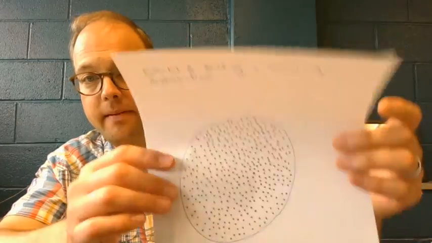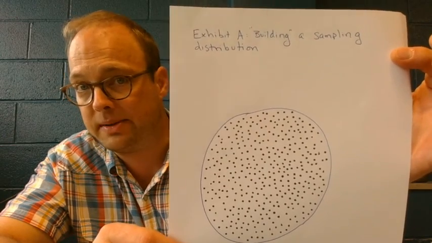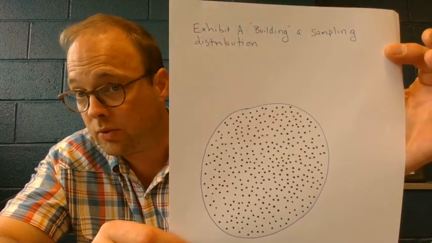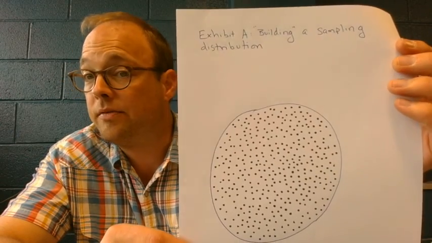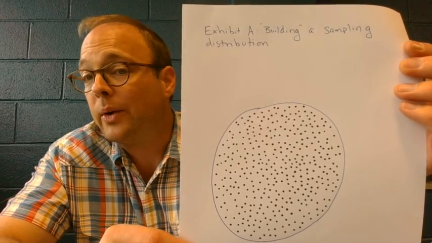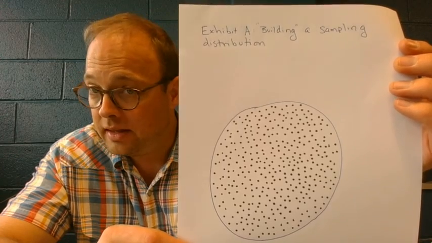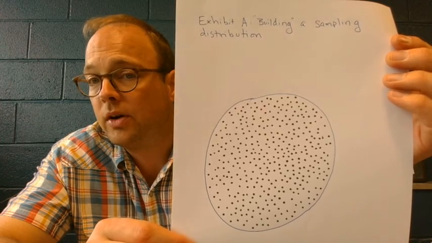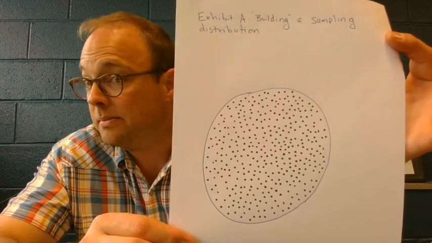Well, I have what I refer to as Exhibit A, and I've posted this on Blackboard. So if you don't have this handout, you might want to grab a hold of it before you continue. But I'm using this simply to demonstrate in a relatively crude fashion how a sampling distribution is built. And I want to point out at the outset of this demonstration that I'm referring to the sampling distribution for the statistic that's known as the mean.